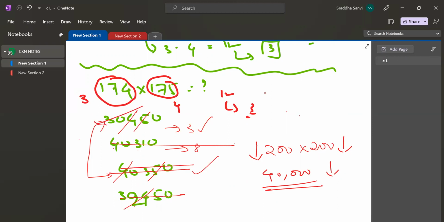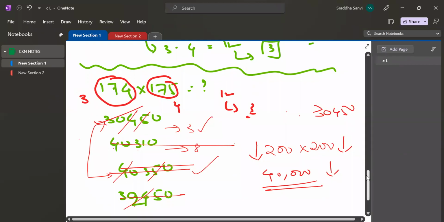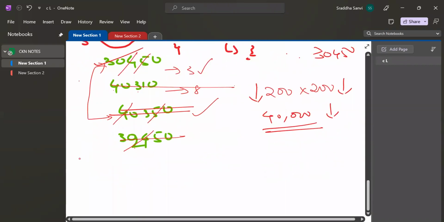My answer has to be 30450. This is how I can use digital sums in multiplications and then additions, right? Absolutely. We will see the next question.